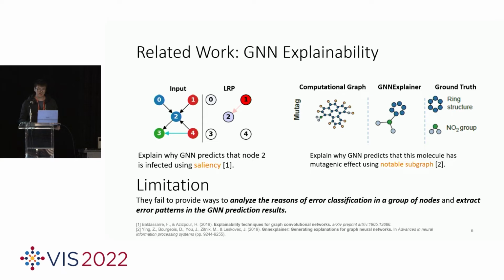Previous works have proposed techniques to explain GNN model prediction results. They mainly focus on instance-based explanation. For instance, LRP identifies the reason of classification through saliency, and GNNExplainer identifies important subgraphs for GNN predictions. However, they fail to provide ways to analyze the reasons for error classification in a group of nodes and extract error patterns in the GNN prediction results.